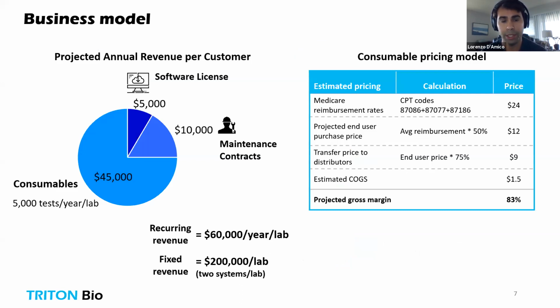A typical lab, we interviewed over 300 key stakeholders in the microbiology testing industry. And through those customer interviews, we've come up with some estimates on the average lab testing volumes. And so typically we imagine that a lab will run about 5,000 of these tests per year. To run our test, they would need to acquire an instrument. Most labs end up buying two. They have to have backups.